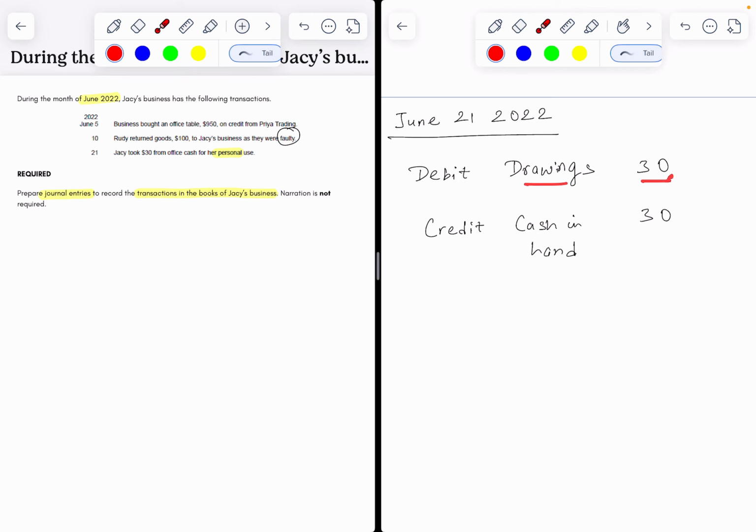And because it was cash that JC withdrew from the business, we would credit the account for cash in hand by $30. Cash in hand, obviously, by default is an asset account, which means when it increases, we would debit it. But now that there has been some kind of withdrawal, it is reducing. So therefore, the asset has to go down and we would credit it. So we would credit the account cash in hand, $30.